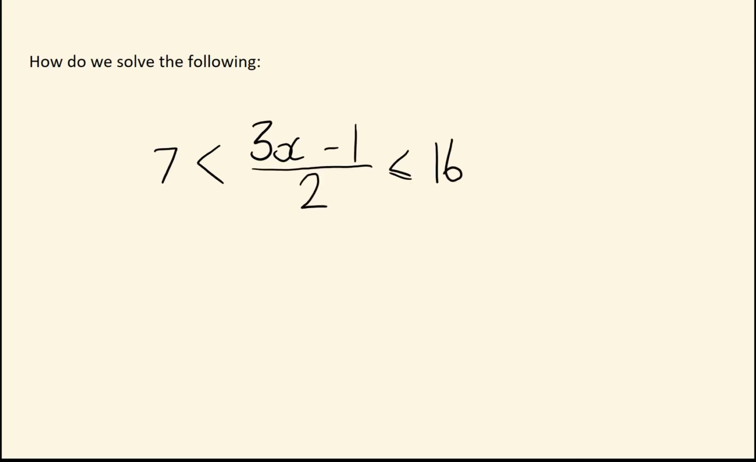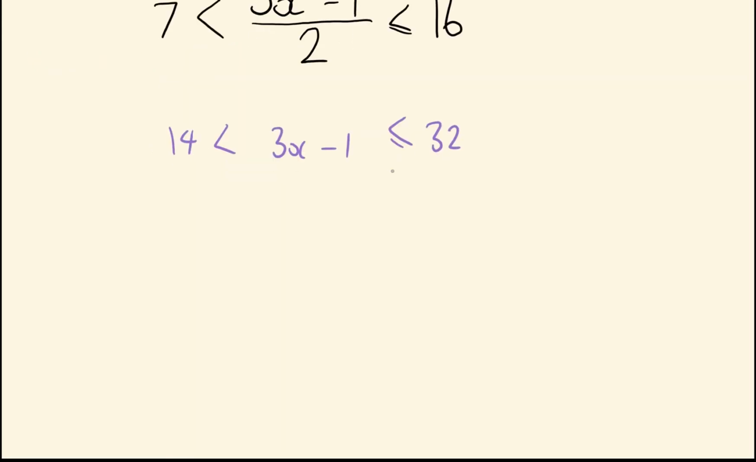Okay, slightly harder. Here, for this equation, the first step will be to get rid of the fraction, so we times everything by 2. And then we do what we normally do: we add 1 to all three sides and then divide by 3. So adding 1 will give us this line, and dividing by 3 gives us our answer here.